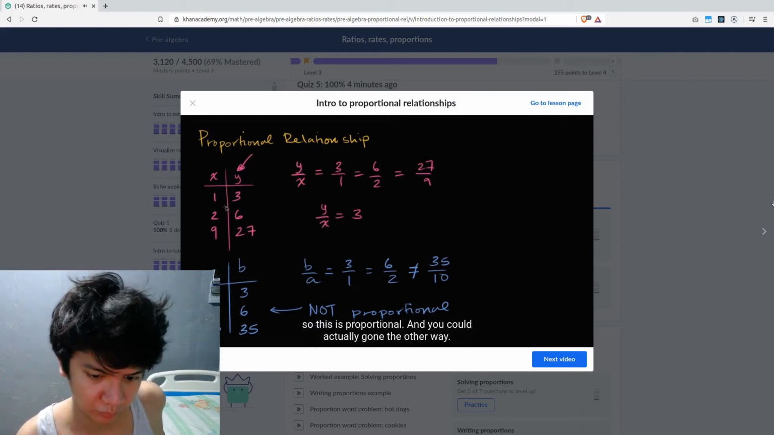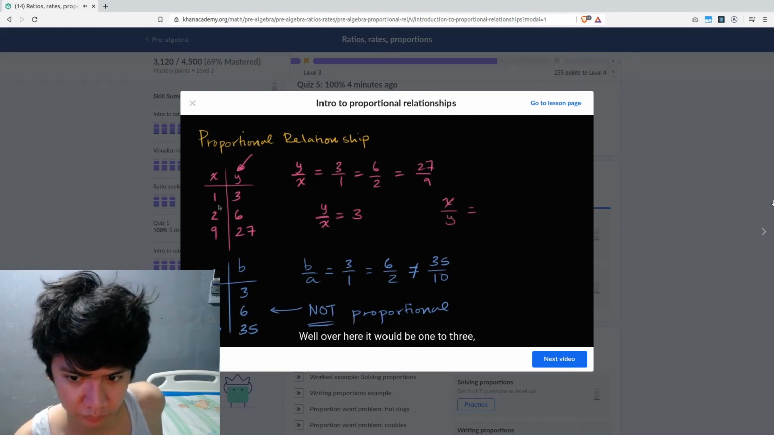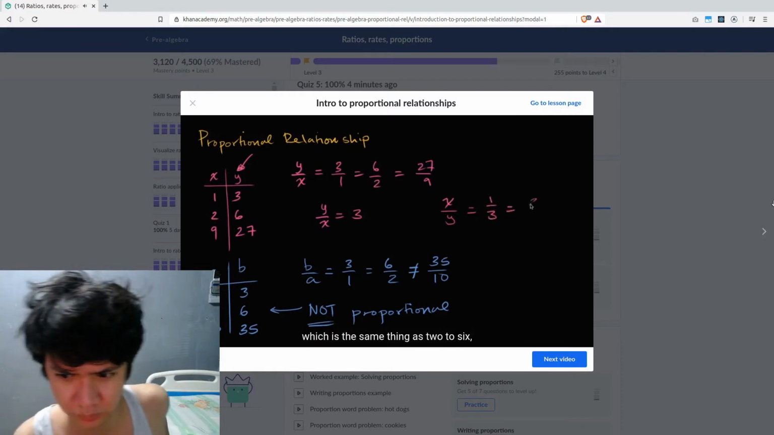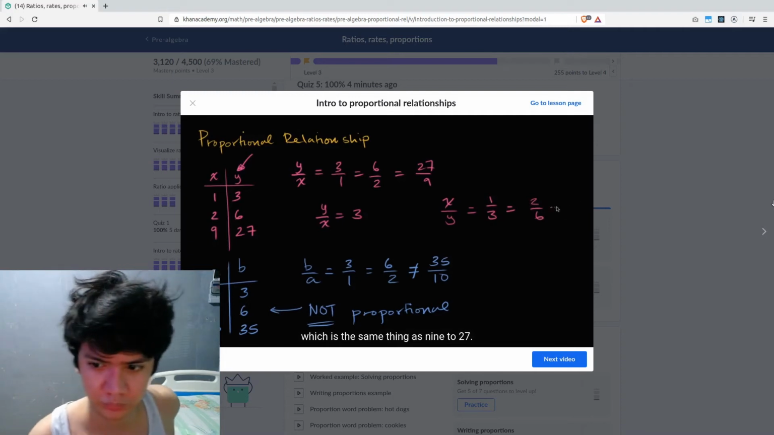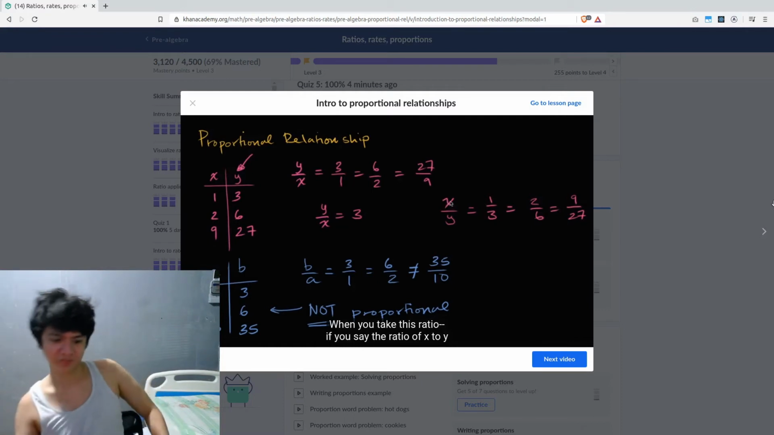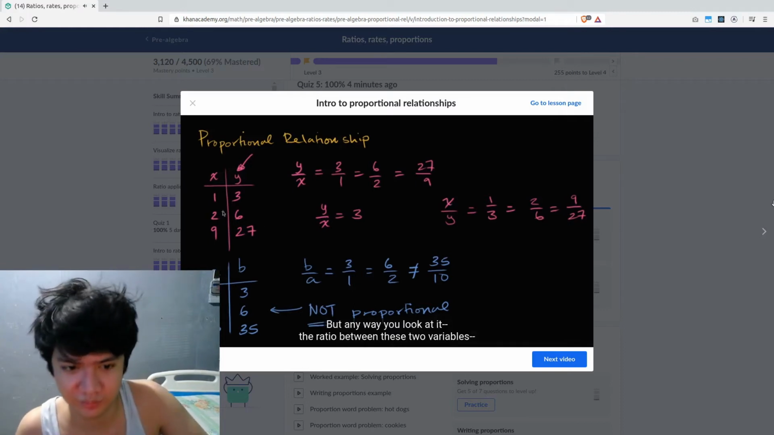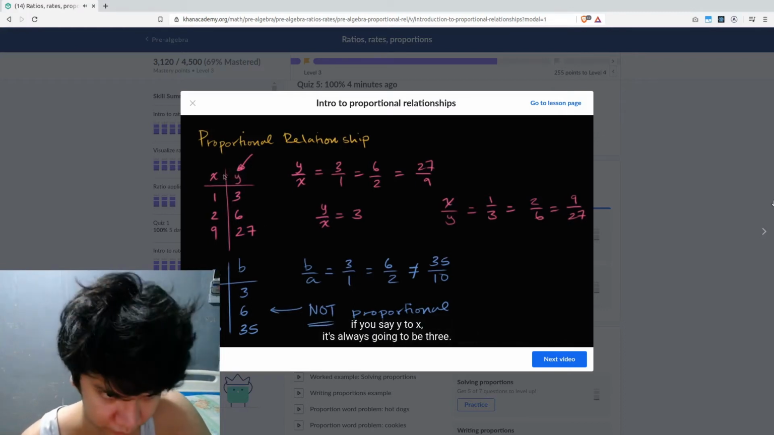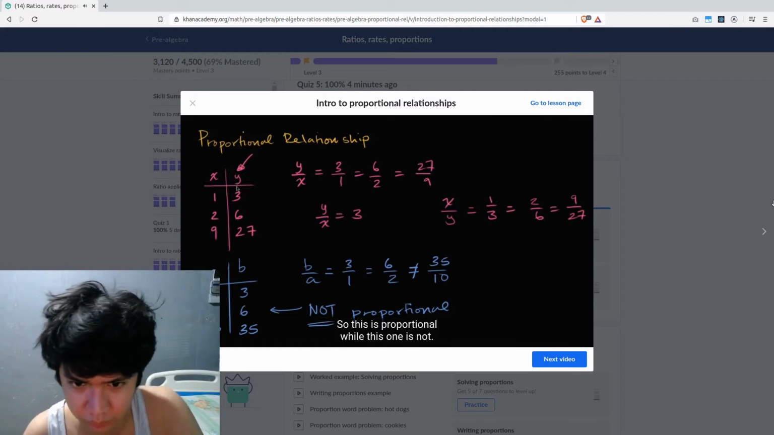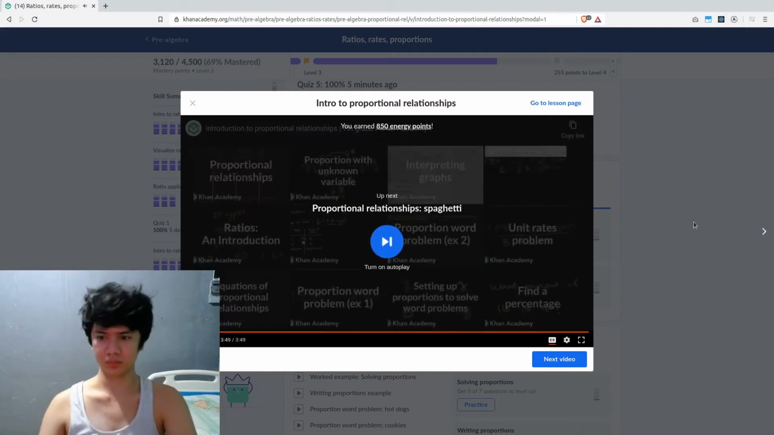This is proportional. And you could actually run the other way. You could have said, well, what's the ratio of x to y? Well, over here it would be 1 to 3, which is the same thing as 2 to 6, which is the same thing as 9 to 27. When you take the ratio of x to y, you see it's always 1/3. Any way you look at it, the ratio of y to x is always going to be 3, or x to y is always going to be 1/3. So this is proportional, while this one is not.